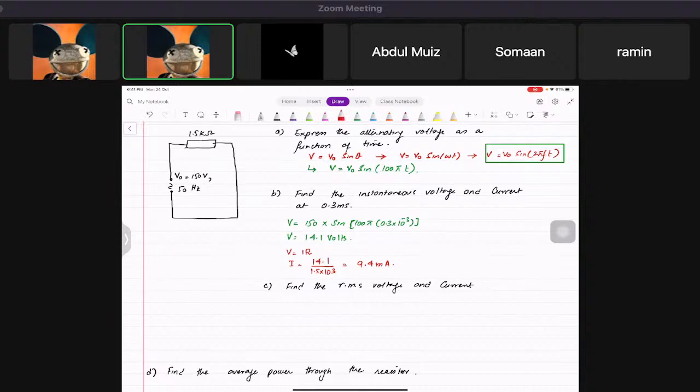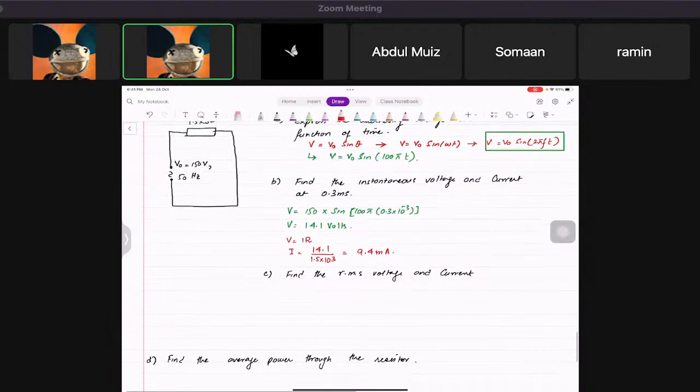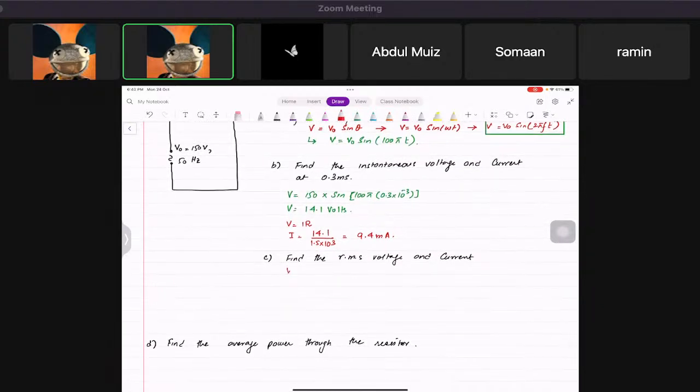Now coming to the RMS voltage, let's try and do this. To find the RMS voltage, first of all, we know that Vrms is equal to V naught over root 2. V naught is already given, so it is pretty simple. We're going to write 150 over root 2, and that should give us about 106 volts. Now the question is, how do we find RMS current? Because the current is not given.